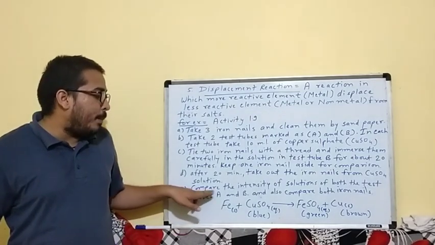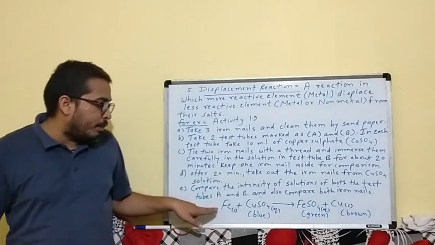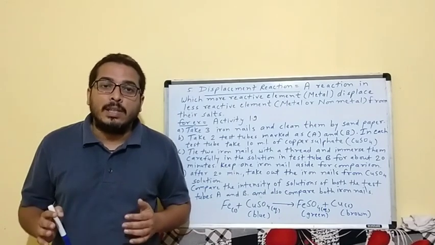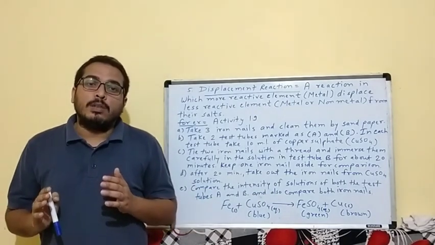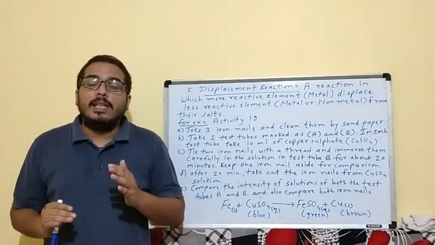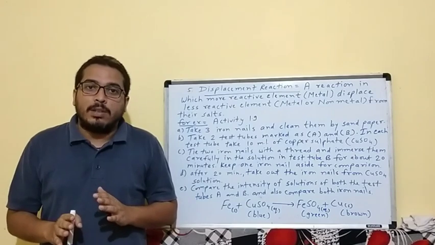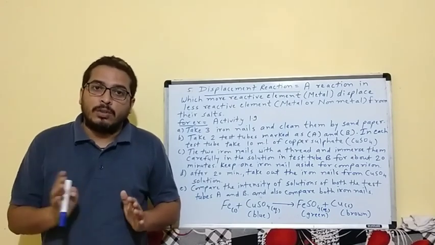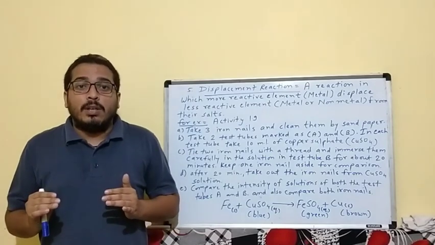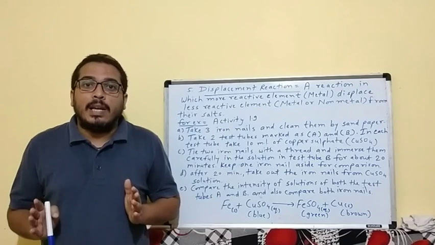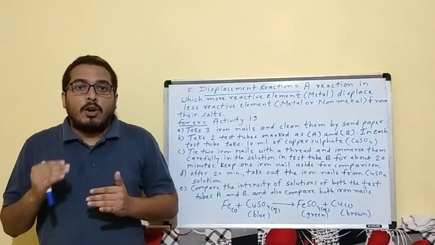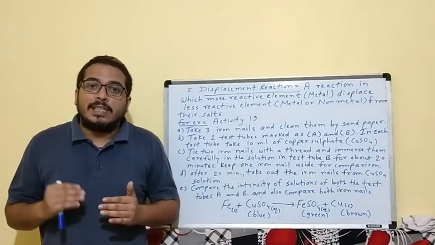And fifth one, compare the intensity of the solutions of both the test tubes A and B and also compare both iron nails. So if you compare the solution of test tube A and test tube B, the colors are different, because in the case of test tube A, iron nail was not present, so displacement reaction did not occur, and in the case of test tube B, the color changed because of the presence of iron nail, and because of the presence of iron nail, this iron displaces copper from the copper sulfate and changes its color.